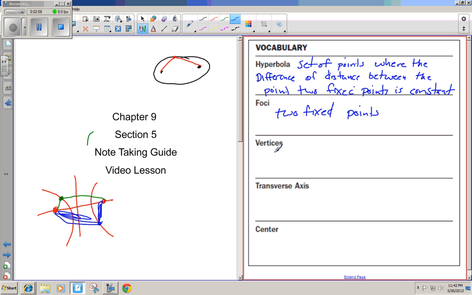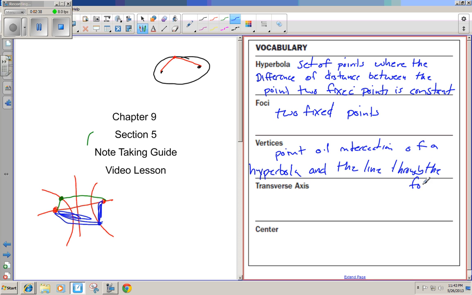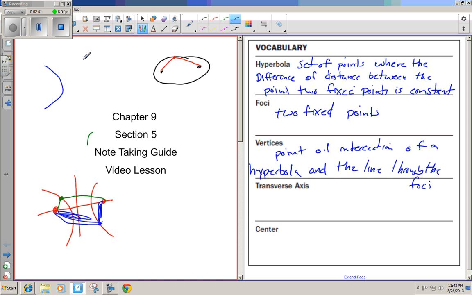Vertices. It's a point of intersection of a hyperbola and the line through the foci. So what you've got now is a hyperbola, and right here, that is a vertex, that is a vertex. If you were to flip that over, you would have a vertical one there.